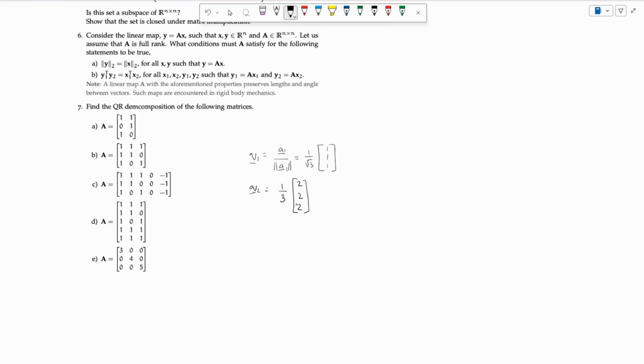Hey, are you sure? Q1 and Q2 have to be orthogonal. Are they orthogonal? This is not correct. So the first thing you do is find out the orthogonal projection matrix onto the subspace spanned by Q1.